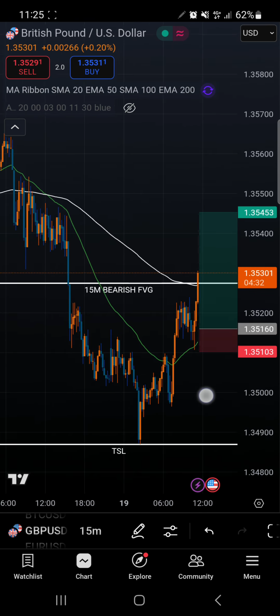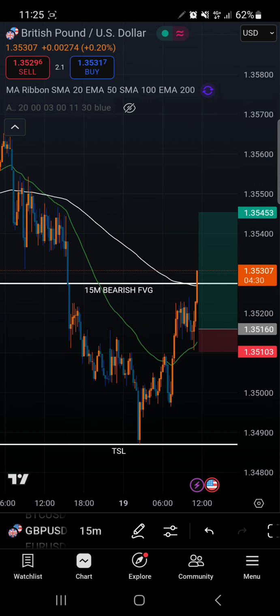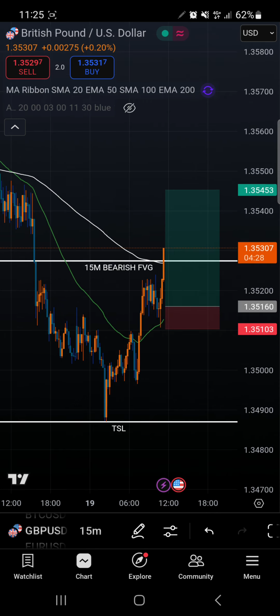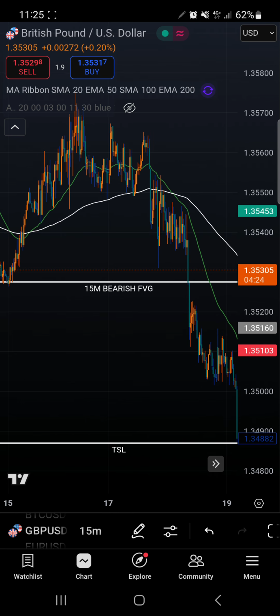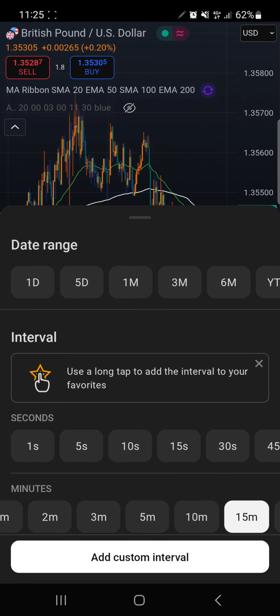So today, Tuesday, August 19th, we have a little buy trade going on here on GBP USD. Looking at the 15-minute time frame, why did I take this trade? I'll show you.